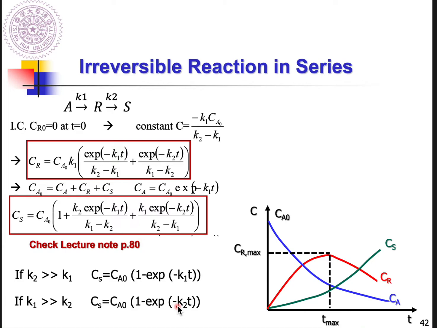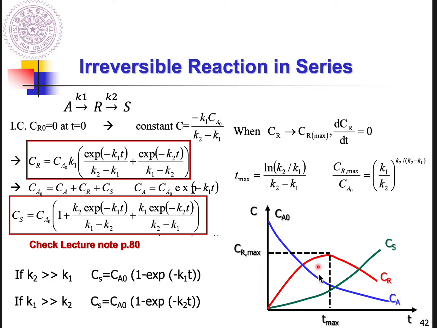Then next, how to get k1 and k2. As we know, there's definitely a peak concentration of Cr. So you know Cr, and you can take the first derivative with respect to t, so dCr over dt equals 0. So you will get tmax, and also you get Cr max. So you have two unknown parameters, k1 and k2, and you also have two equations. So you have a chance to solve for k1 and k2.